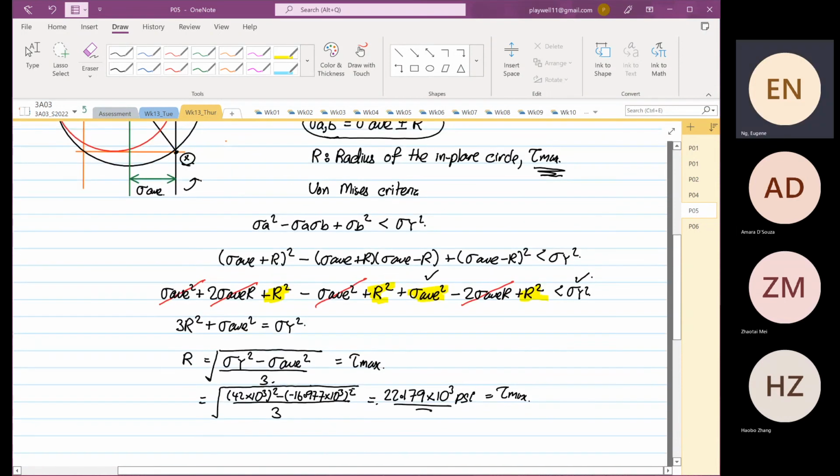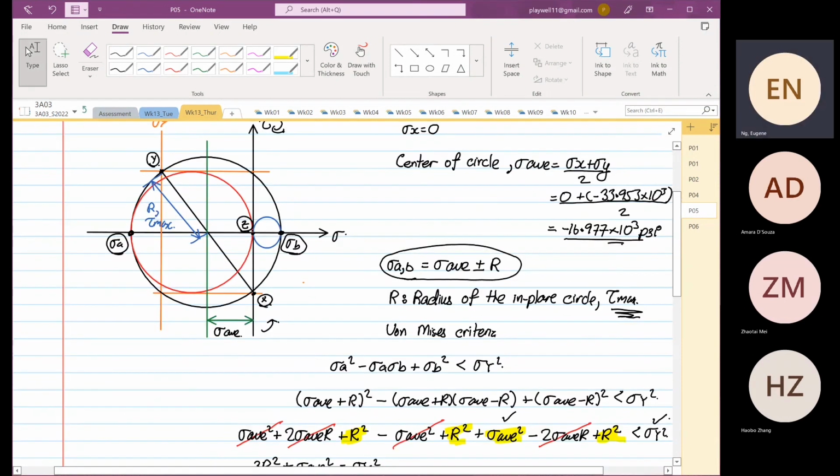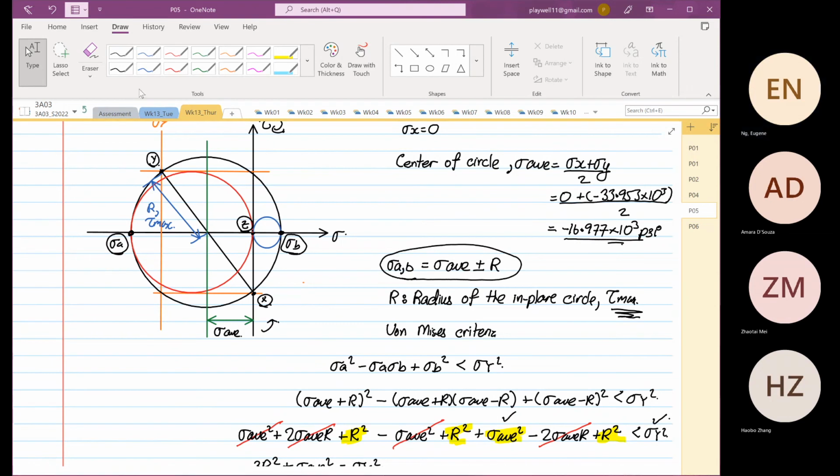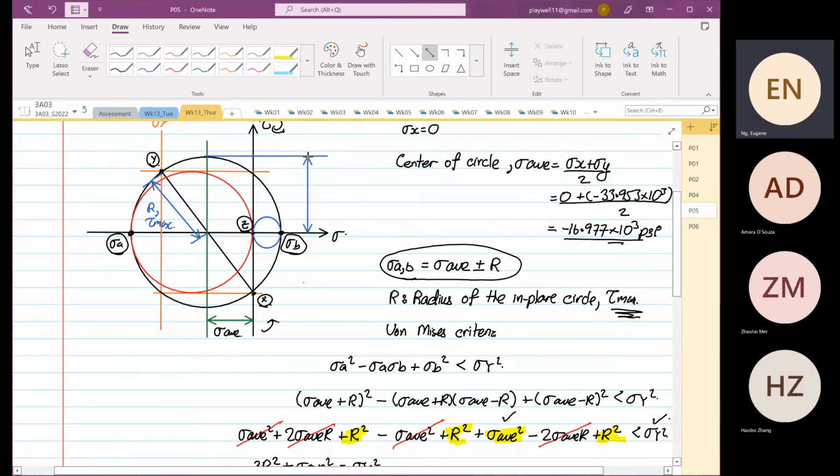So if we were to go back to our Mohr's circle, we have identified this value over here. We have identified our tau max based on von Mises. Okay, so now we know the radius, which is tau max.